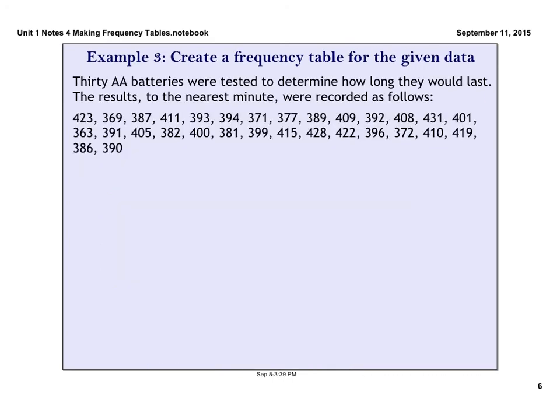Okay, we're going to try this one more time, and then I'll let you guys be off and running. So in example 3, we have 30 AAA batteries. So right away, you know your N is 30, which is great.